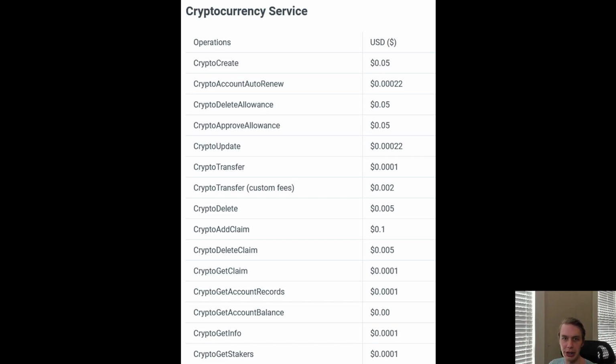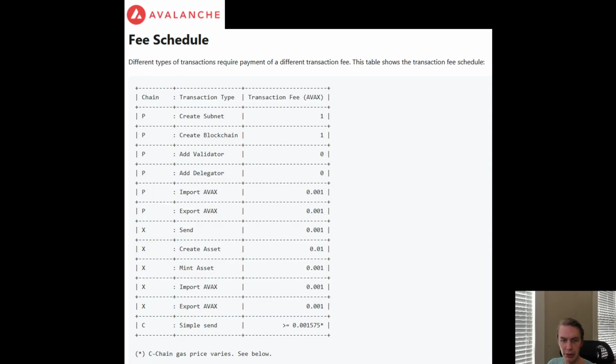So transaction fees are pegged to the US dollar, which is unique because a lot of other layer 1 protocols, I believe all the other leading layer 1 protocols, all denominate their transaction fees in their native token, not in US dollars. So we're going to use Avalanche here as a comparison example. Avalanche is another alternative layer 1 protocol, and they use AVAX as the way to determine fees. So, for example, if you're sending AVAX on the X chain, it's 0.001 AVAX. So if you're just going to send AVAX to someone, it's that many AVAX as a transaction fee.